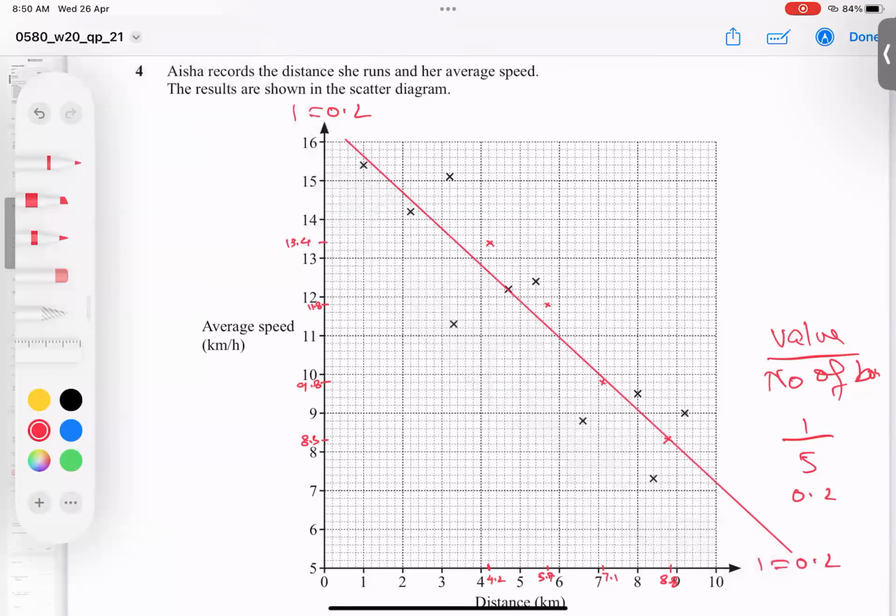Now I remove my scale. 1, 2, 3, 4, 5, 6. 1, 2, 3, 4, 5, or slightly 6. So you see, my line is the best because I tried my best to make it a best fit line: the same number of points above as below. Okay, and this is done.